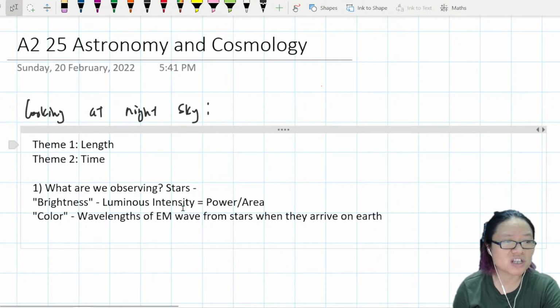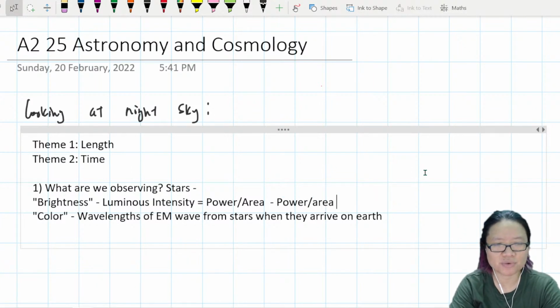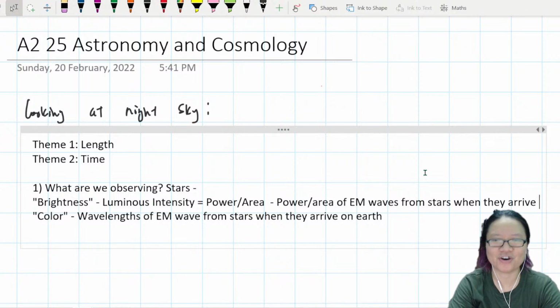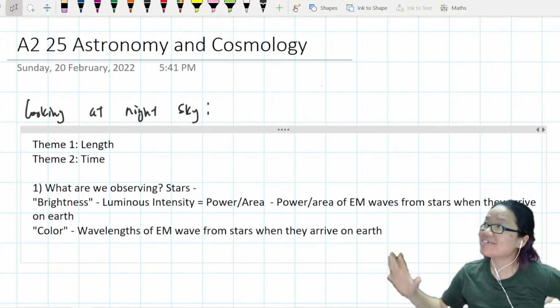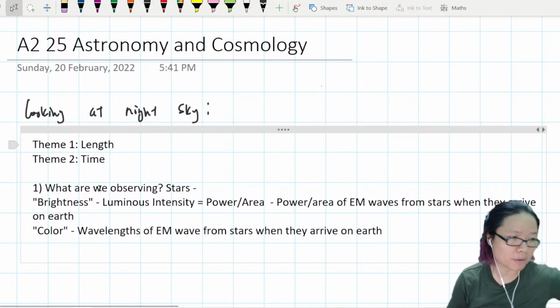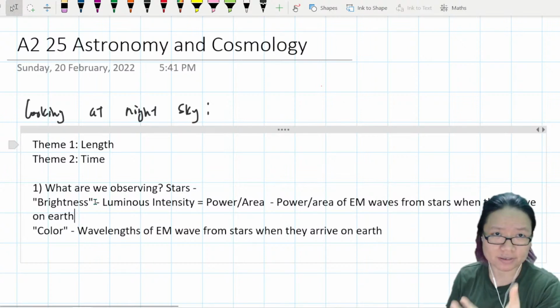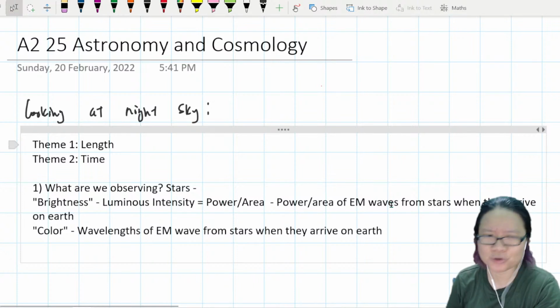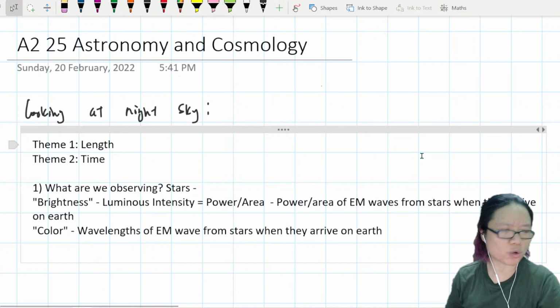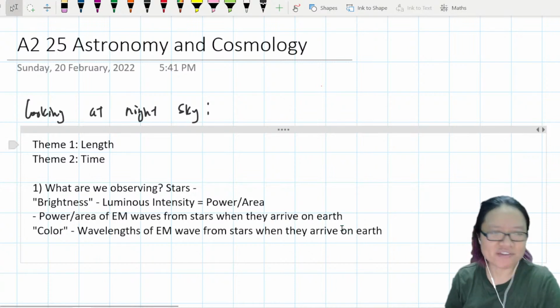And this luminous intensity, what we are looking at is power per unit area of the EM waves from stars when they arrive on Earth. So when we say we look at the star, wow, so bright, we are looking at how bright the star is, which is power per unit area. And we are also looking at the color, which is the wavelength of the light.